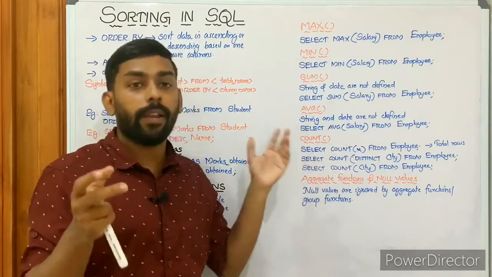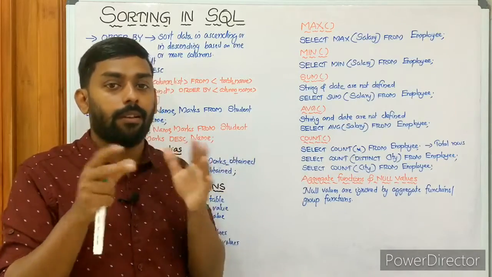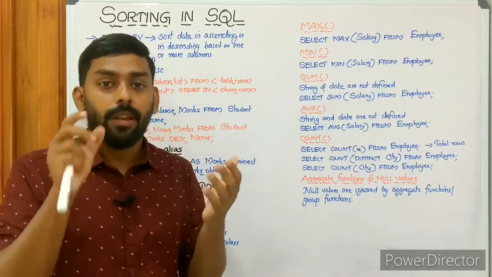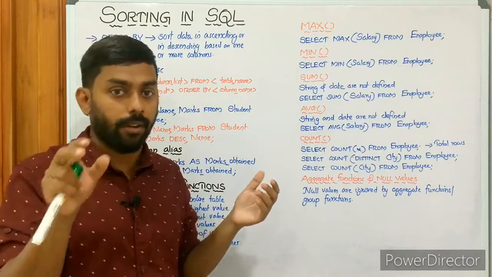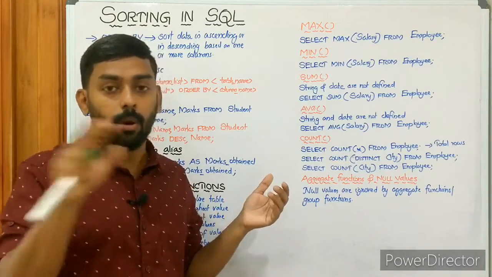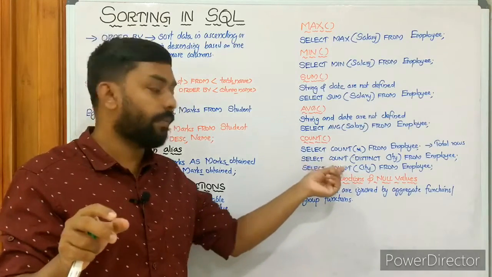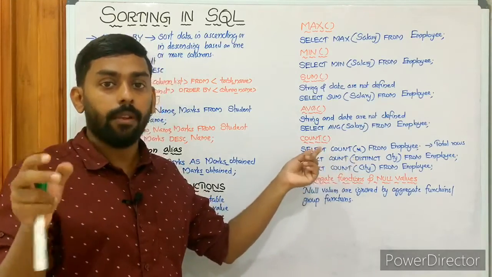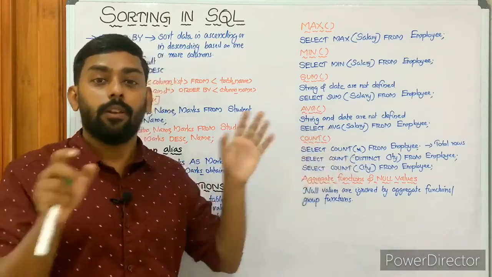This is how we can apply the count function, and count has some variations. Count of star means the total number of rows, all the rows will be counted. Then count of city, count of column name, no duplication will be taken into account. Then count of distinct city, no duplication.